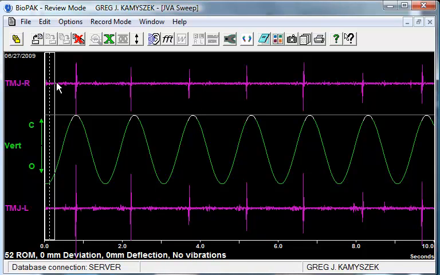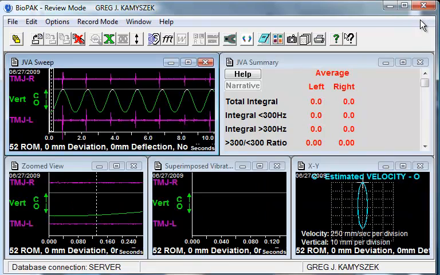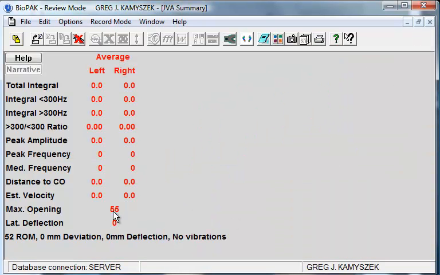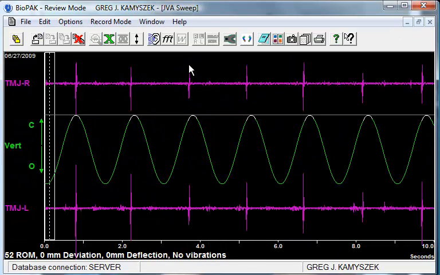In this trace, you'll notice that there are no vibrations except where the green line comes all the way to the top. That's my teeth hitting. So I have no joint vibrations in the right, no joint vibrations in the left. And if we look at our numbers, we can see that I have a maximum opening of 55 with no deflection at maximum opening. This is what a normal TM joint will typically look like.